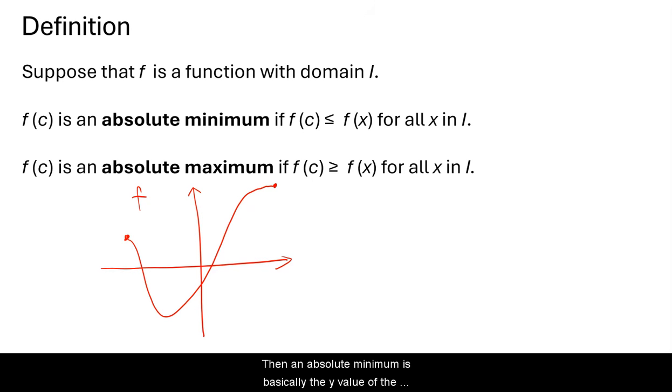Then an absolute minimum is basically the y value of the lowest point on the graph. And the absolute maximum is the y value of the highest point on the graph.